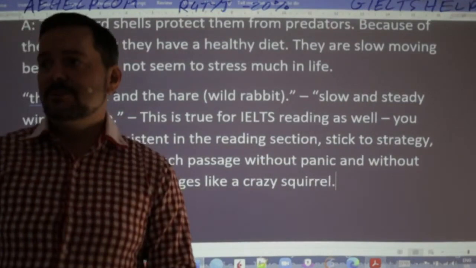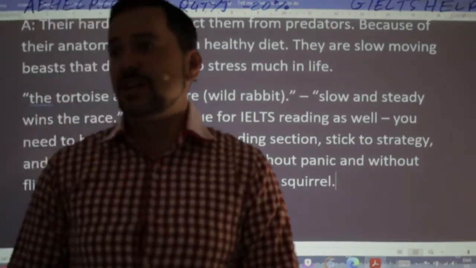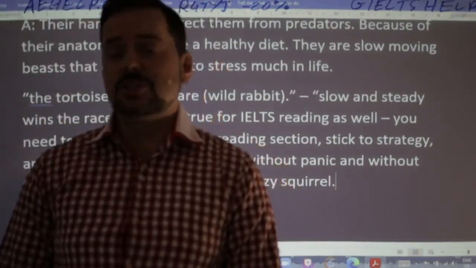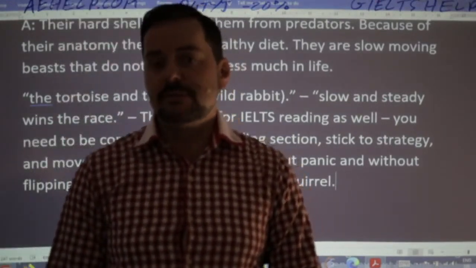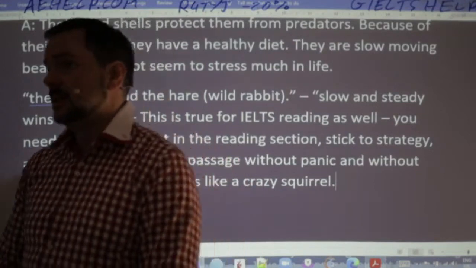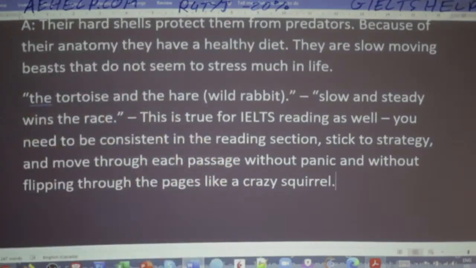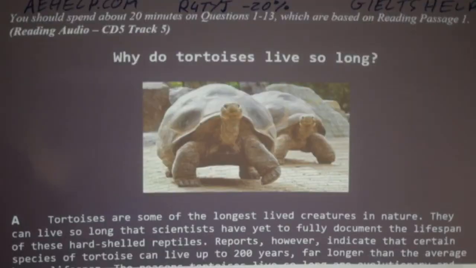Deborah says also their ability to retract their heads into their shells when they sense danger. And Deborah, that's true for some tortoises. It's more true, I think, for turtles. Tortoises aren't able to retract their heads quite as much. All right. So we've thought about this a bit. Now we go back to the reading passage.